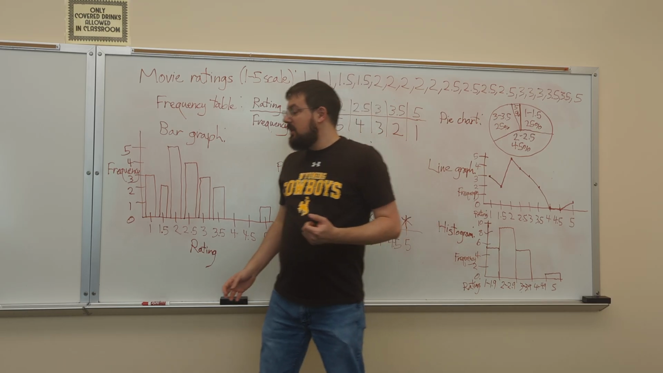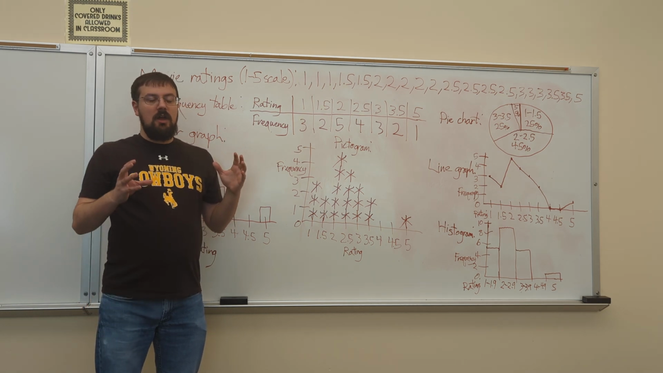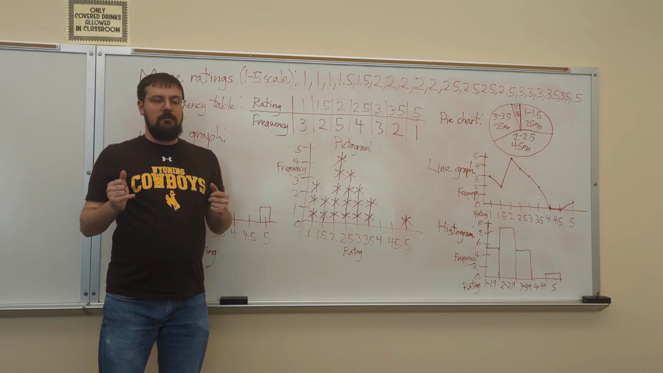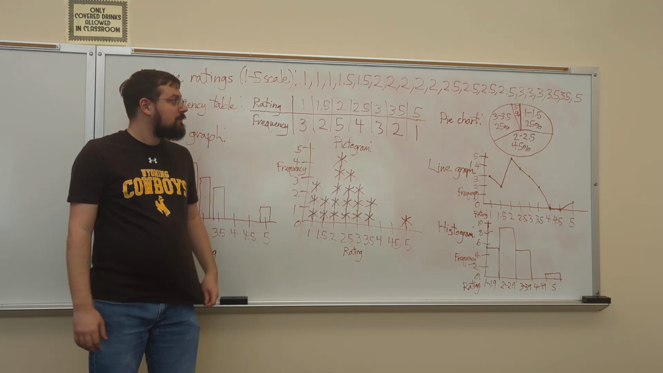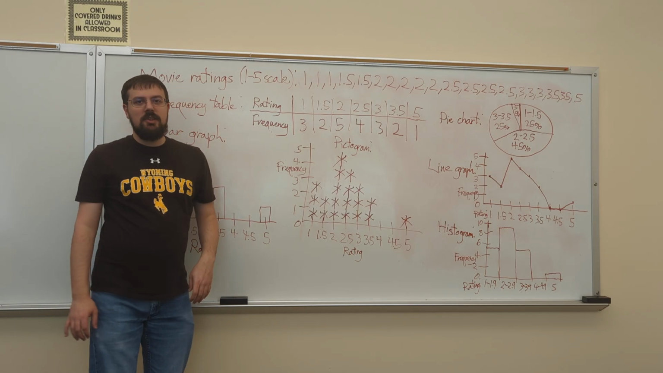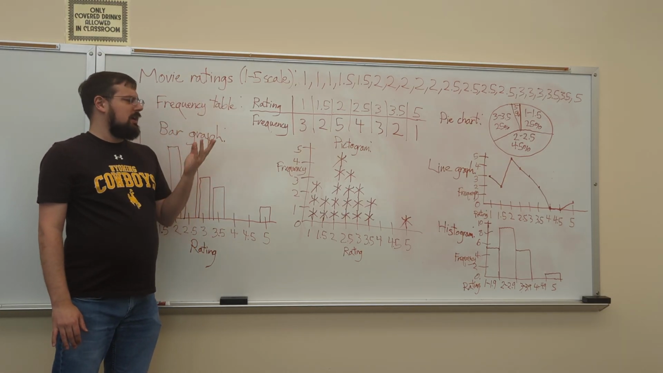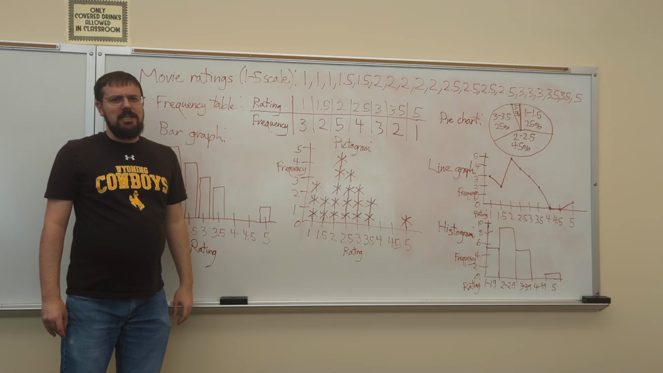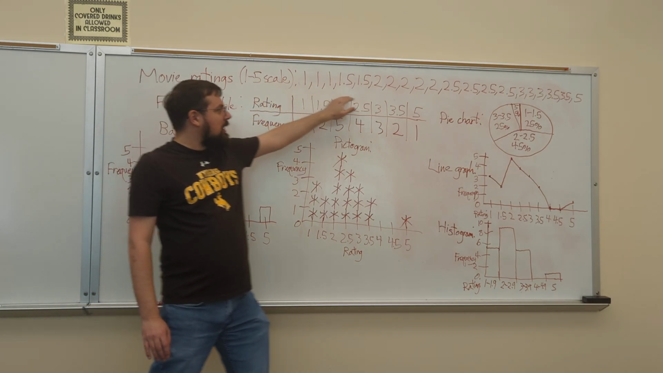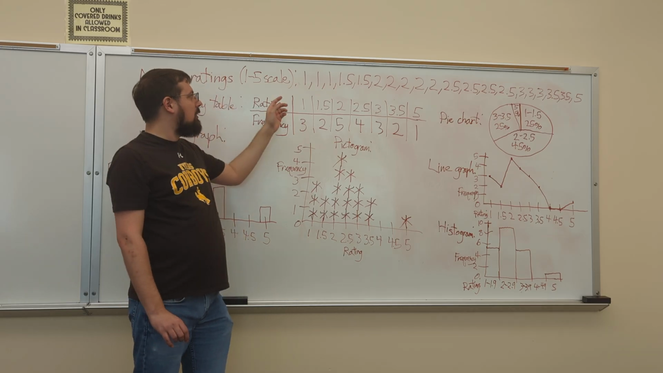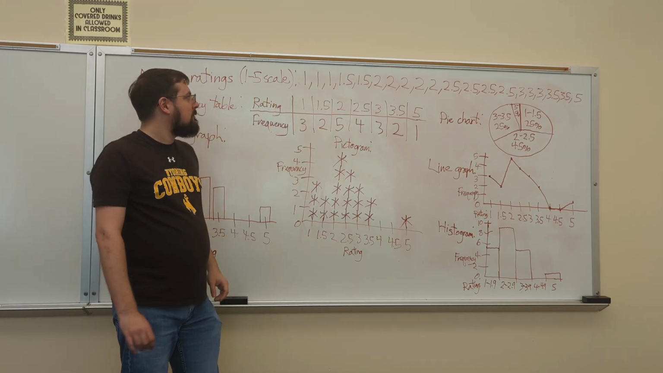A data set is basically a collection of data points or individual values that we are using for whatever piece of information we're trying to represent. The example that we have here is ratings for what is presumably a pretty terrible movie. We have all of the different ratings listed out right here. There's 20 of these in total, if you were to count all of them up.